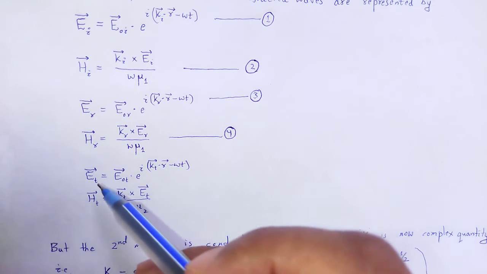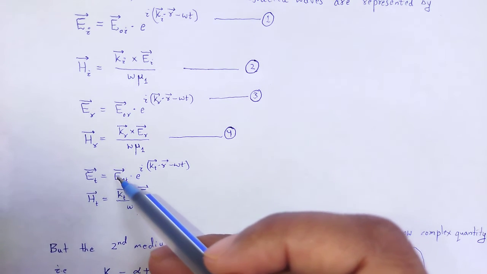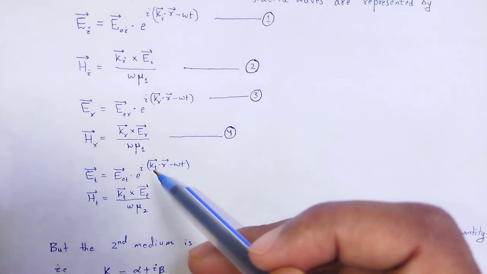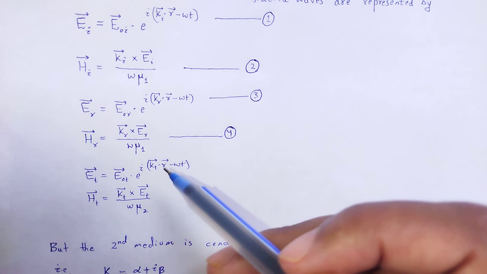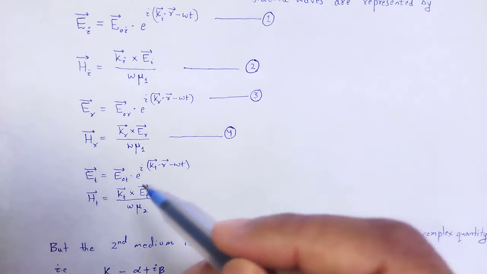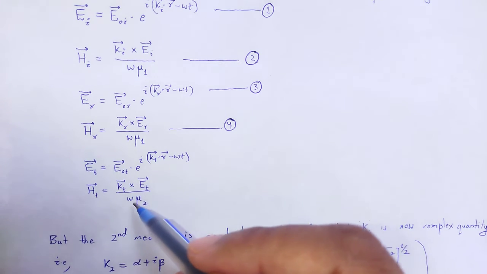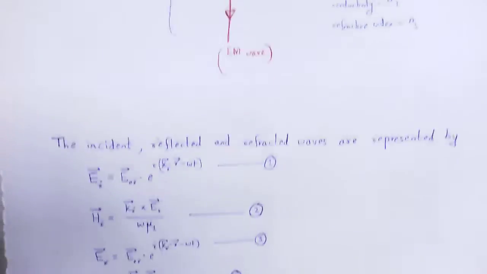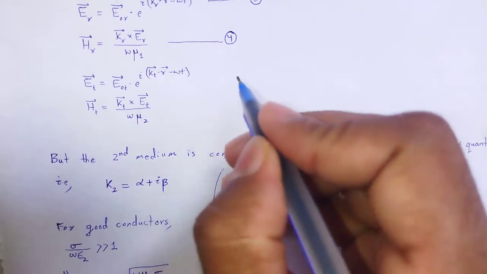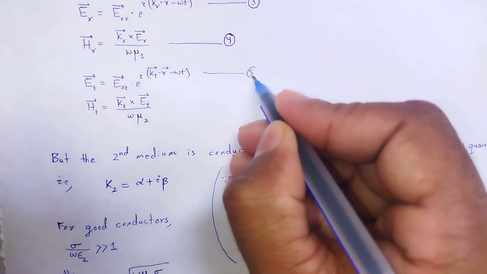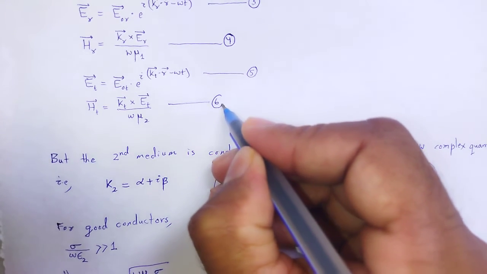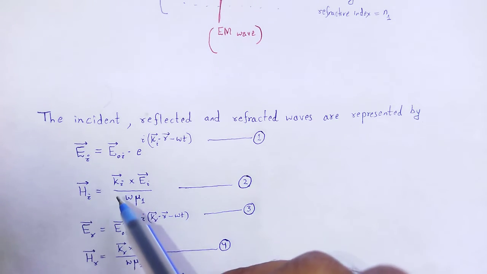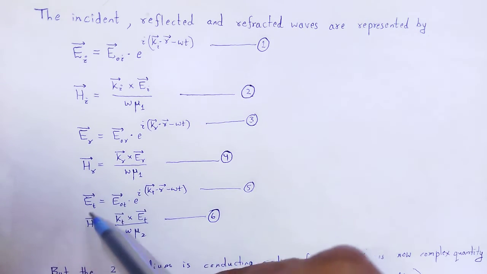Next, for the transmitted wave, E t vector is equal to its amplitude E o t vector into e to the power i (k t dot r vector minus omega t), where k t is the propagation vector of the transmitted wave. Next, the relation between S t and k t, as the transmitted wave is in medium 2, here we use mu 2. That is equation number 5 and equation number 6. Mathematically, we show the incident, reflected and transmitted waves.